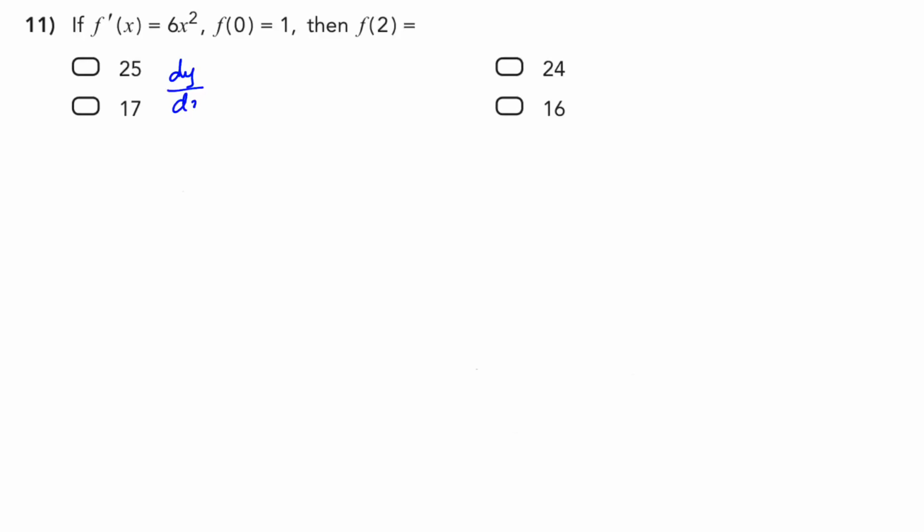dy over dx is 6x squared. The value of x is 0 and the value of y is 1. And when x is 2, what is the value of y? So this is an integral question. We are going to integrate it first. So y is equal to the integral of 6x squared.